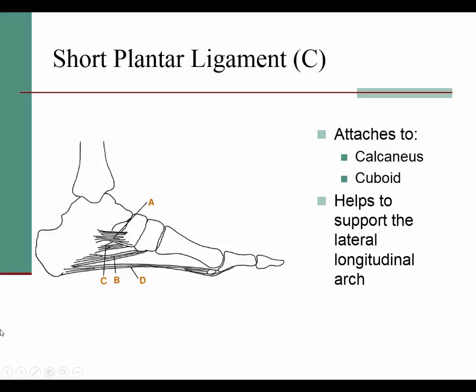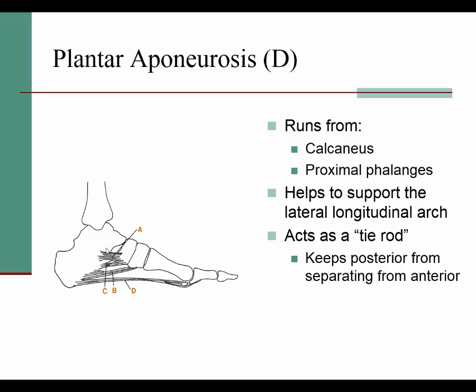And the plantar aponeurosis, also called fascia, it runs from the calcaneus to the proximal phalanges. So it runs all the way through here. And remember, it's not a muscle or a ligament. It's like a sheath, and it's pretty strong, or it needs to be pretty strong. It helps to support the arch as well. It acts as a tie rod, so it keeps the posterior from separating from the anterior.